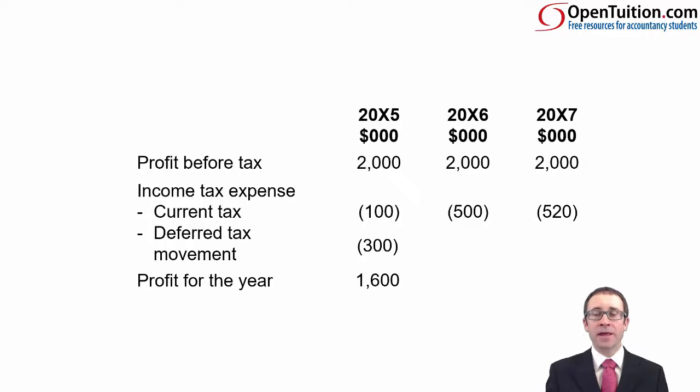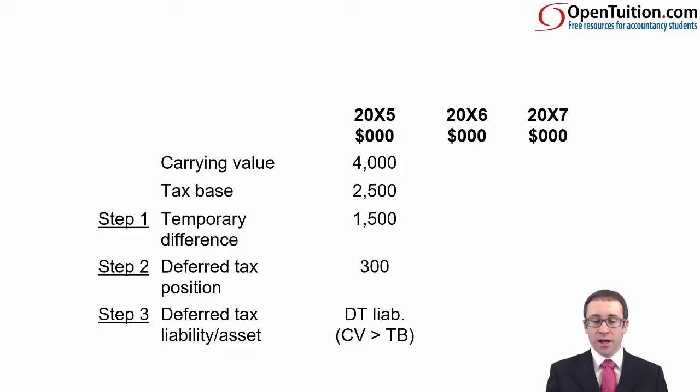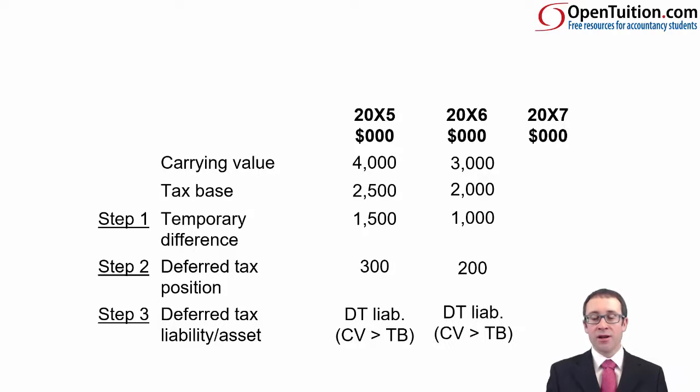And now we're back. Okay, so X6, second year, same calculations, isn't it? Carrying values dropped by $1 million down to 3. The tax base, I think, dropped by 500 down to 2, giving me a temporary difference of 1. 20% of 1 is 200. Again, it's still a deferred tax liability. Why? Because the carrying value is greater than the tax base still. So on my statement of financial position, I now have a $200,000 deferred tax liability.